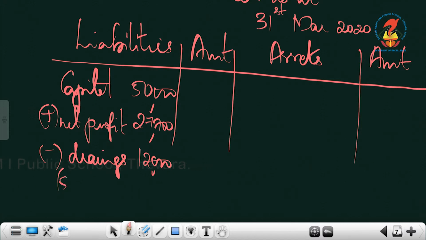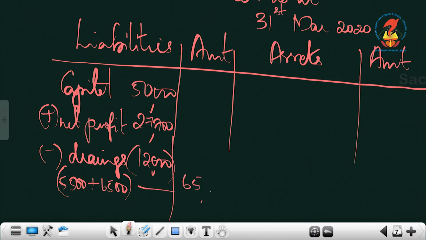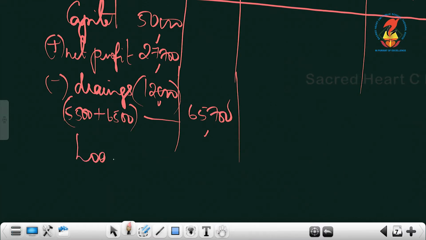Okay, that is 5,500 plus 6,500. This is less drawing, so less 12,000 within brackets. 65,700 in the outer column. Then we have a bank loan note, that is a non-current liability which you have to write here. The loan amount is 9,000.